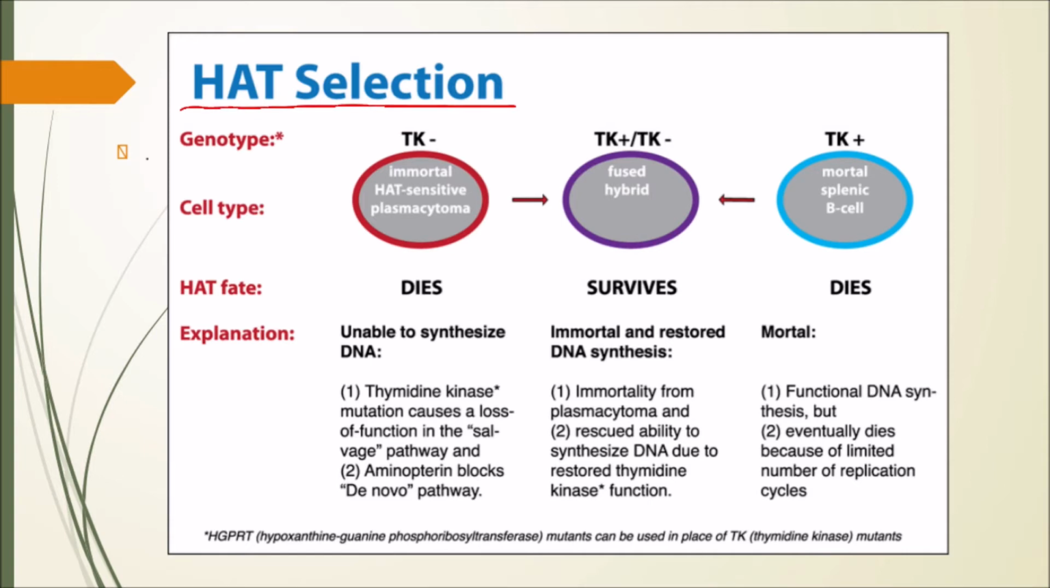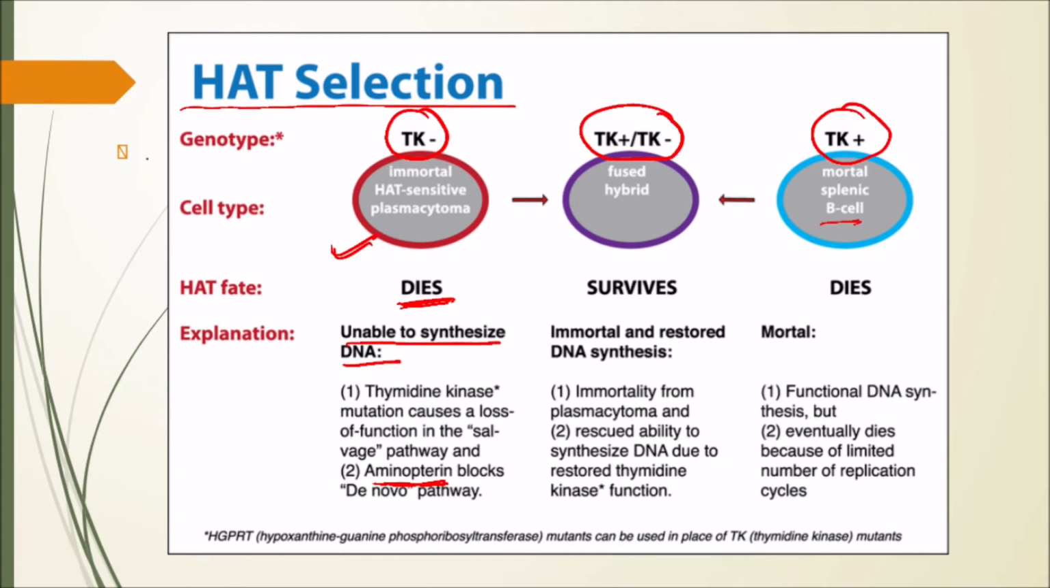So as I said, these are the myeloma cells, they are TK negative. The fused cells, they are both TK positive and TK negative, both are there. And the mortal splenic B cells, they are TK positive. So these myeloma cells will die because they are unable to synthesize DNA, as I discussed earlier, because of the presence of aminopterin. It inhibits the pathway by inhibiting dihydrofolate reductase. So this myeloma cell will not survive.